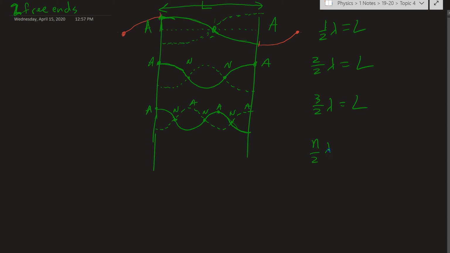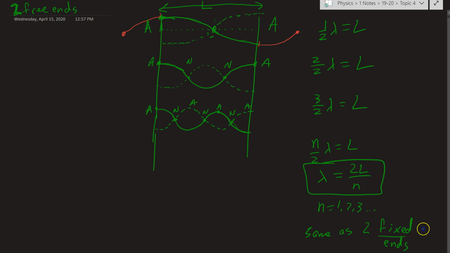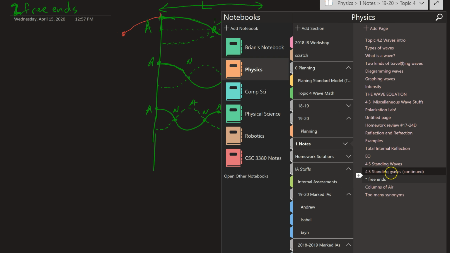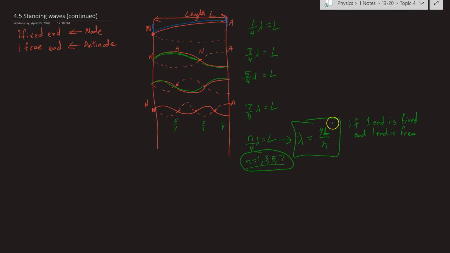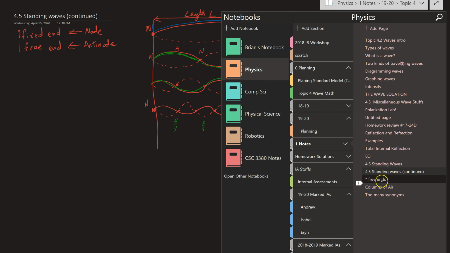If we put n over 2 times lambda equals L and then solve this for lambda, we get 2L over n, where n is 1, 2, 3, and so on. This is the same scenario as 2 fixed ends, which simplifies. There's not a third formula you have to remember. So the formula you end up with if both ends are free is the same relationship that you get if both ends are fixed. So really the only odd one out is when one end is fixed and one end is free. They are odd. I said odd one out. That was a good one.